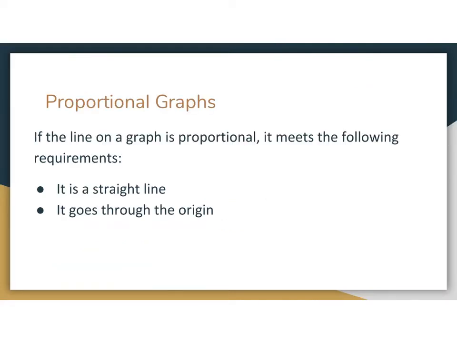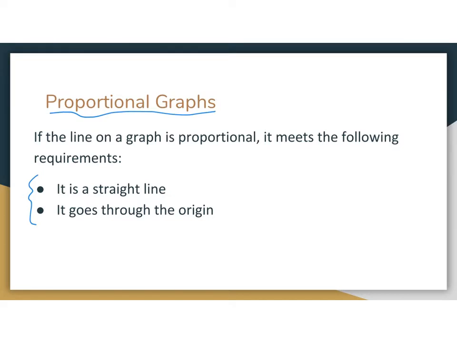From this slide, all you need to copy down is the title and the bullet points right over here. So in this lesson, we're going to talk about identifying proportional relationships from a graph. So if the line on a graph is proportional, it meets the following requirements. Number 1, it does make a straight line. And number 2, it passes through the origin.